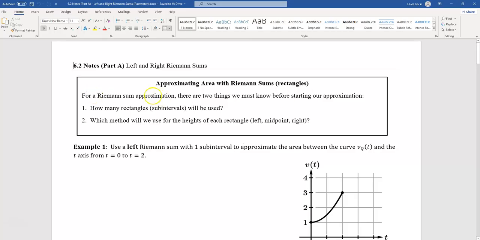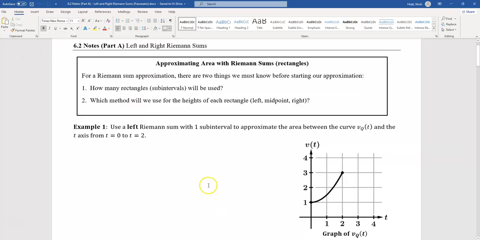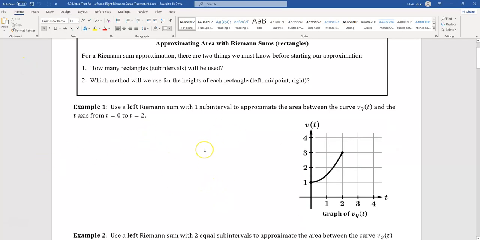For a Riemann sum approximation, there are two things that we must know before we start our approximation. The problem is going to tell you how many rectangles or subintervals that you are going to use, and whether or not you are going to be using a left, right, or a midpoint sum. And then we will also learn a trapezoidal rule. Midpoint we're not going to do today. We're just going to do left or right. We're going to start off with two very simple examples.